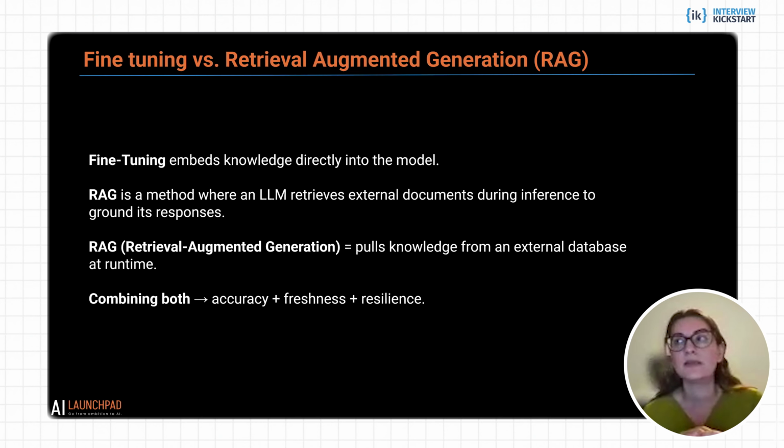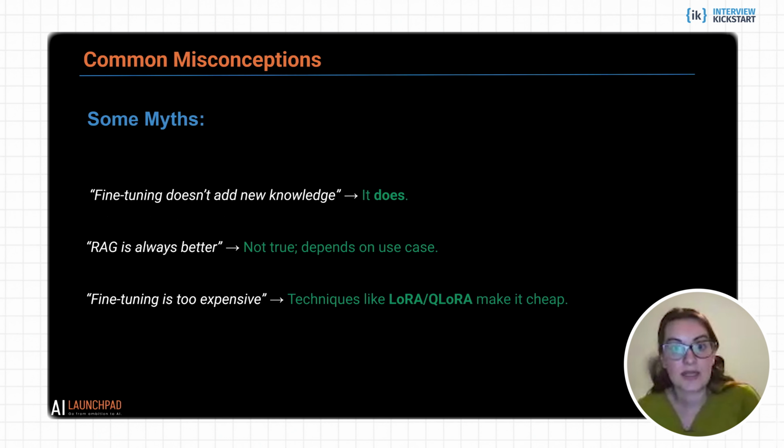And in reality, when we want to improve the accuracy of our model, or when we ask, do we need to use fine tuning or do we need to use RAG? Usually we go with the best of both worlds. We can combine both of the solutions and it will give you better resilience and fresh and accurate data as well.